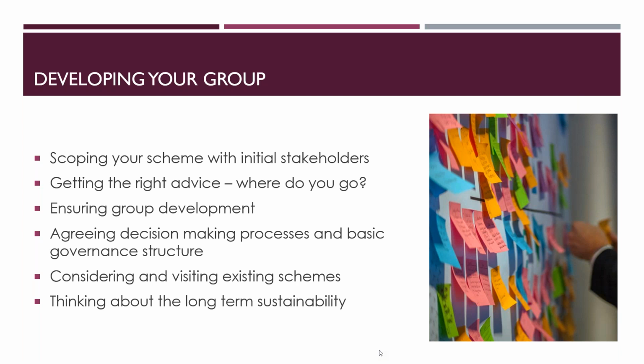Ensuring group development itself, so making sure that you move from a situation where you have a collection of people who might coalesce around an idea to a functioning group of people that are focused on what they're seeking to do and how to make the decisions and move things forward to get to the endgame, so to say. It's very easy to get lost in detail somewhere along the line if you're not effectively chairing your meetings and you're not a functioning group. So who does what in the organisation? How are meetings conducted? And what training is provided for individuals, but also training for the group so that the group is able to learn together and learn to become that functioning, effective organisation. Agreeing decision-making processes and basic governance structure.